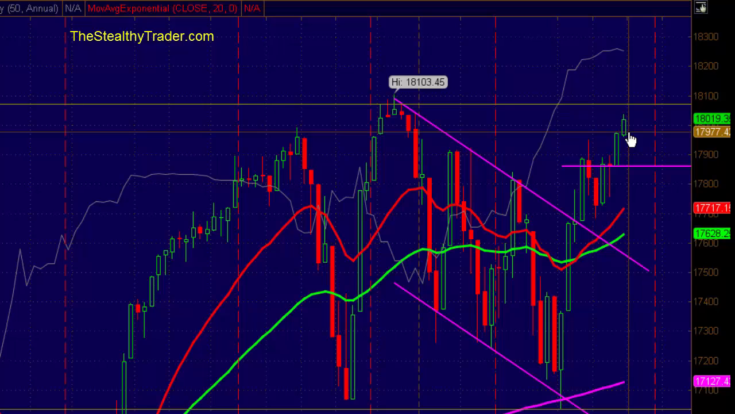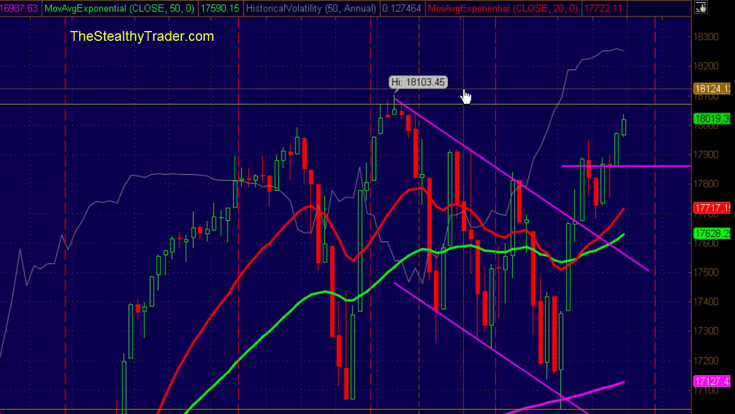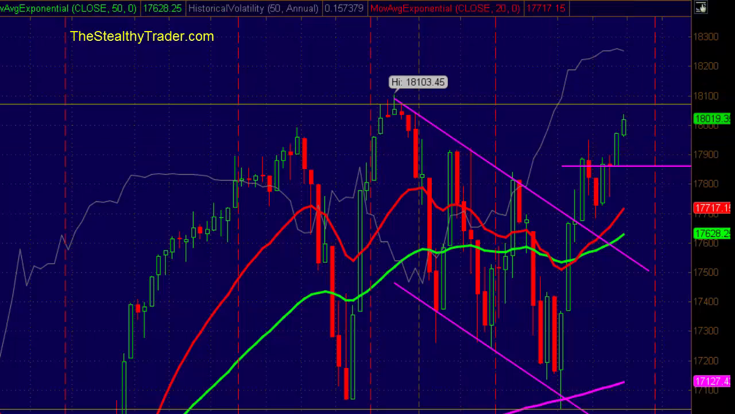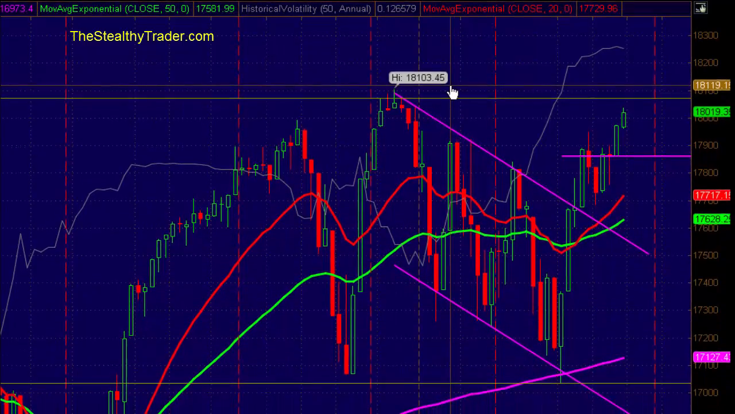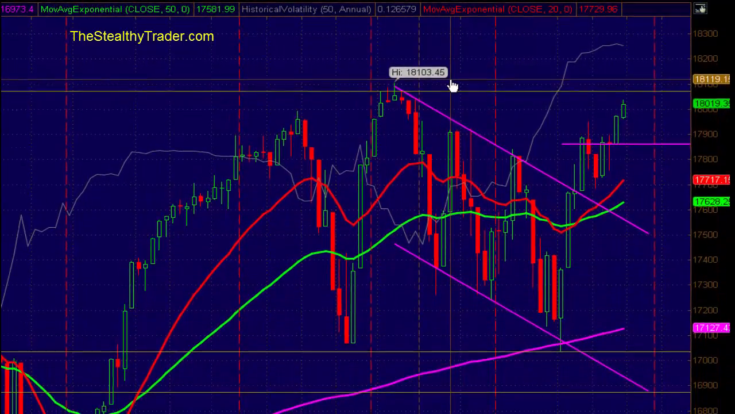So, what can I say? This high, 18,100, is only about 80 points away. For the Dow, that could be on the open. Just something to keep in mind. We'd like to see this close convincingly above that level and see where it goes from there.